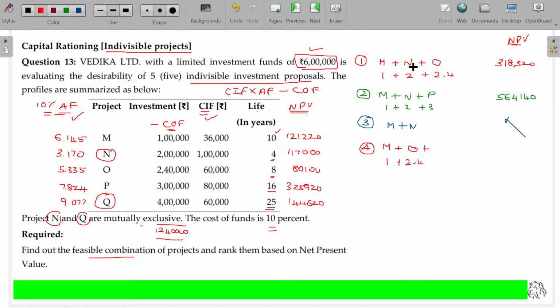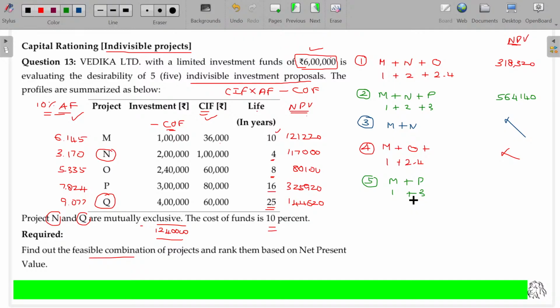MO along with N is superior, so this option is not recommended. MO is over. Then what do you have to do? MP can be chosen. Okay, fifth one. M plus P. M requires 1 lakh and P requires 3 lakhs. That's all. I cannot choose the other one.